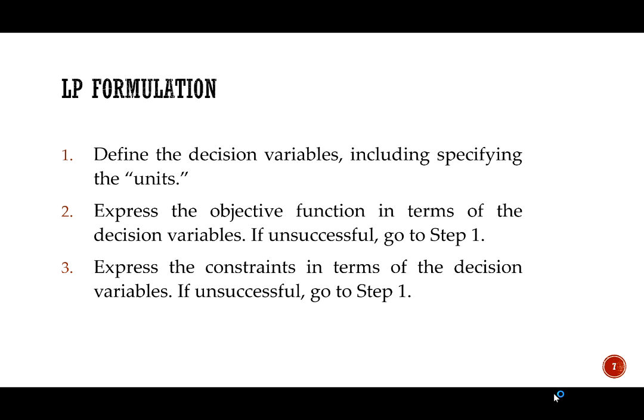There are three main steps for formulating a linear programming model. As you can imagine, the first step is to define the decision variables and their unit. Is it time? Is it dollar? And the next step would be expressing the objective function in terms of the decision variables. So if you are not able to express that function in terms of decision variables, we go back and look at our decision variables again or redefine them. And the third step is to express the set of constraints in terms of the decision variables. And if we are not able to find those constraints, we go to step 1 again.